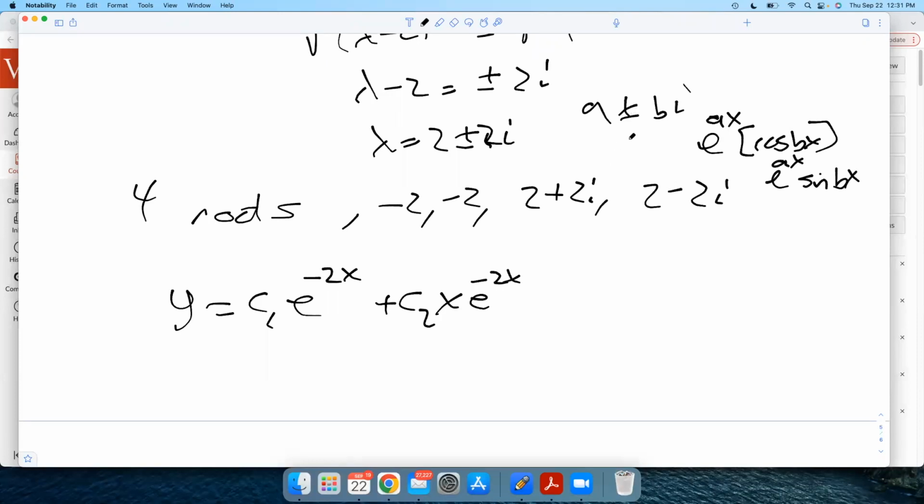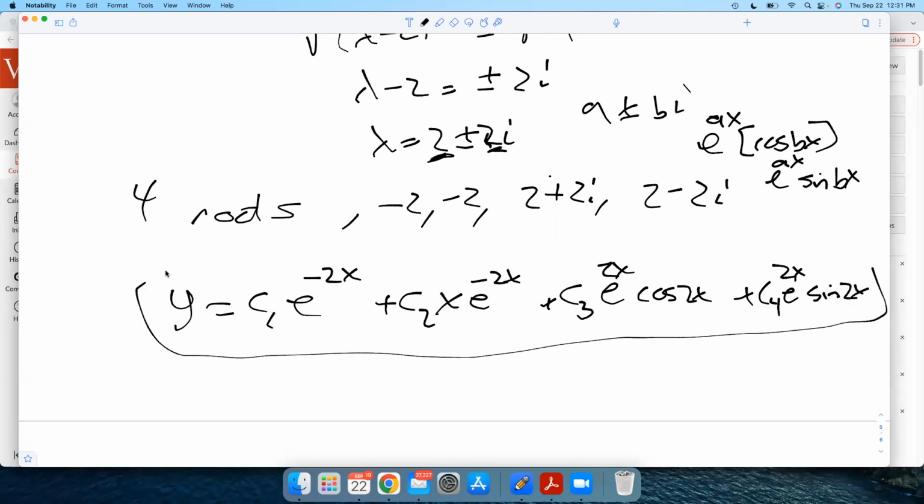So you don't have to worry about the plus or minus. They'll always come as complex conjugate pairs. You'll always get a plus and a minus, so the plus or minus doesn't matter. What matters is the a and b, both of which are 2. So my next two solutions will be C3 e to the 2x cos of 2x and C4 e to the 2x sine of 2x. And there is the general solution.